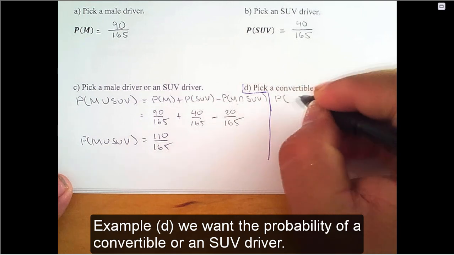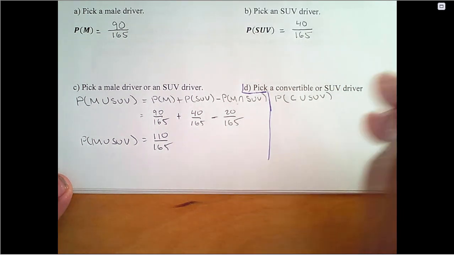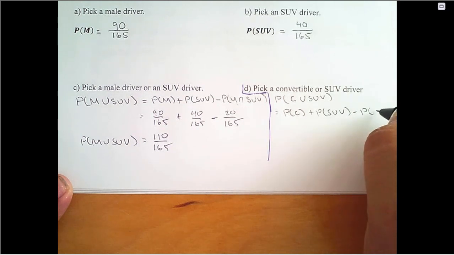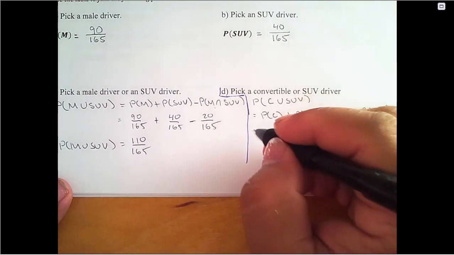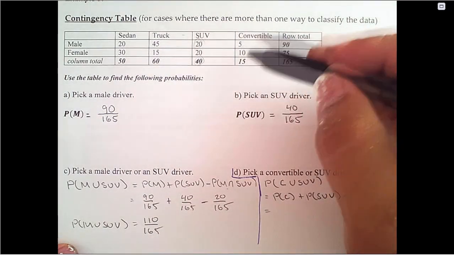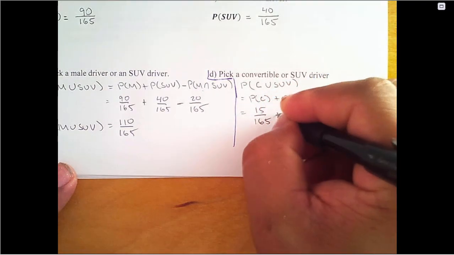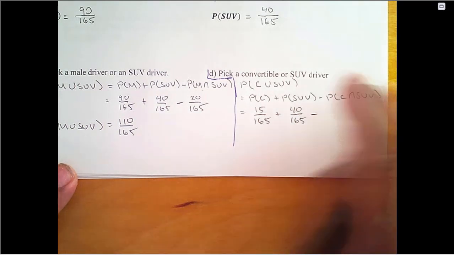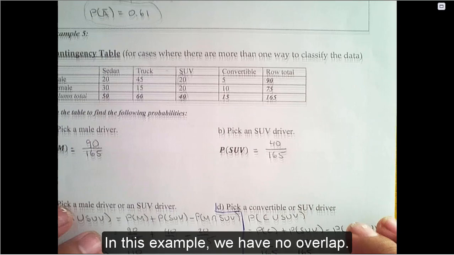Example D, we want the probability of a convertible or an SUV driver. Using the addition rule again, in this example, we have no overlap.